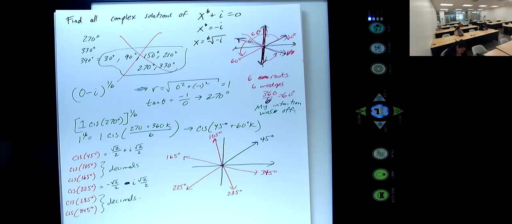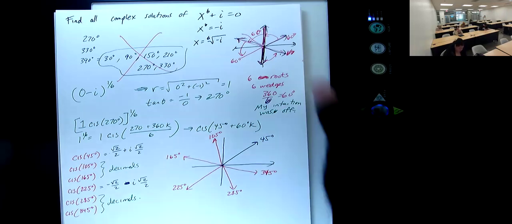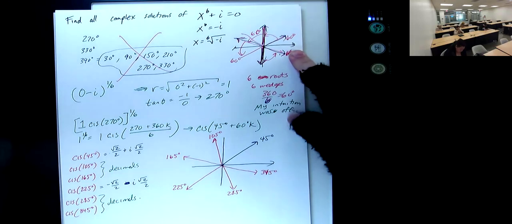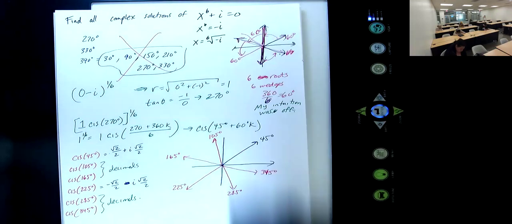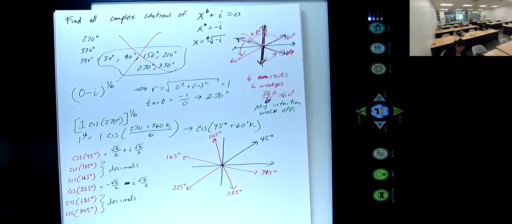So I made the erroneous assumption, I tricked myself in my head to start with 270. If I wanted to do the graphical approach, I should have divided 270 by the number of roots. 270 over 6 would have told me to start at 45. Other than that, that's all I got for you. Have a good day.